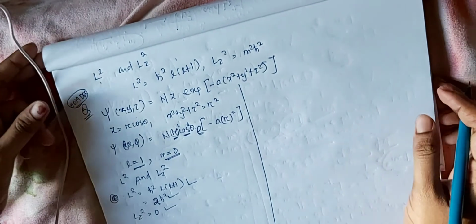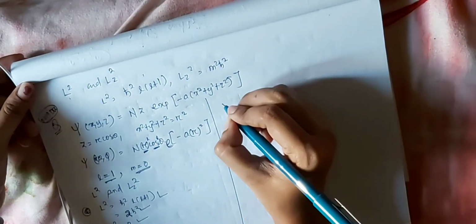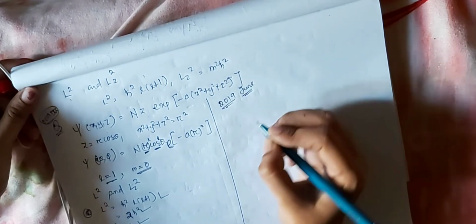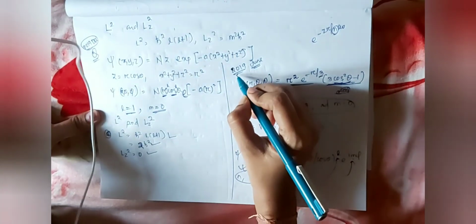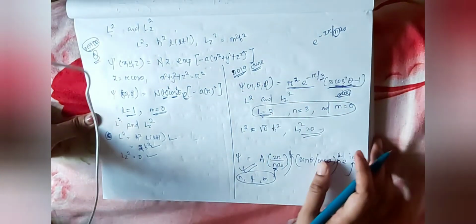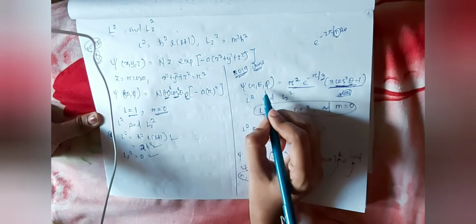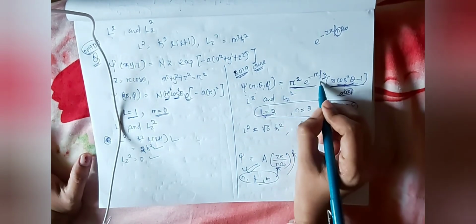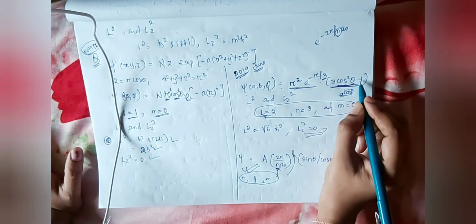Okay, and also there is a similar question in 2019 June. This type of question came in 2019 June. That question is like psi(r, theta, phi) is equal to r square e to the power minus r by 3 times (3 cos square theta minus 1).